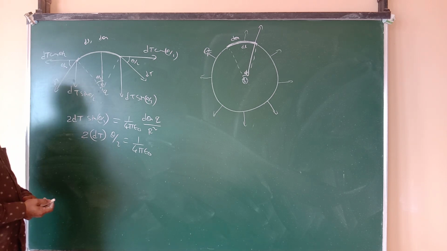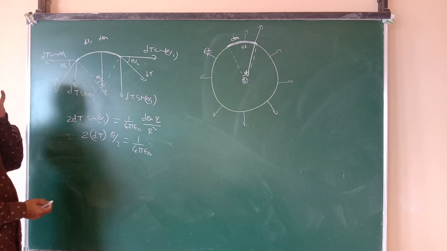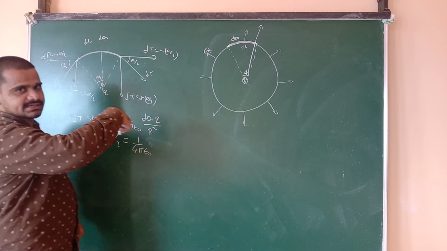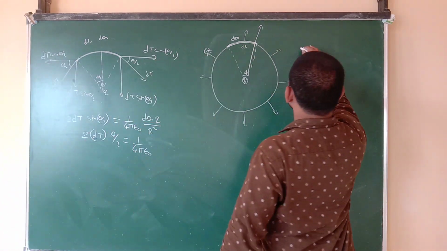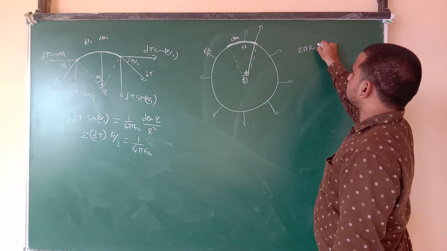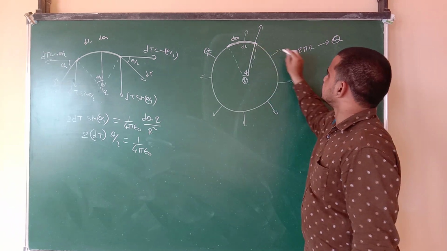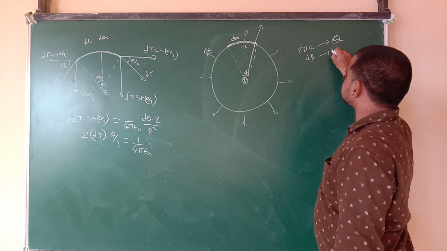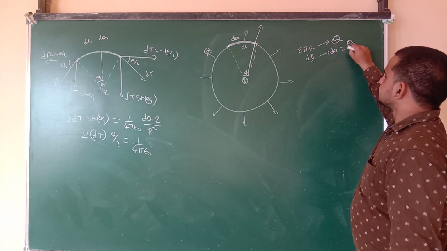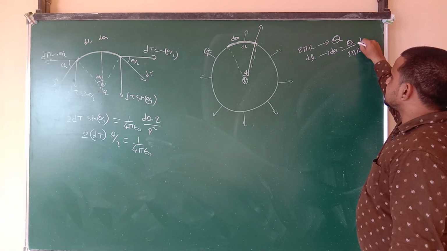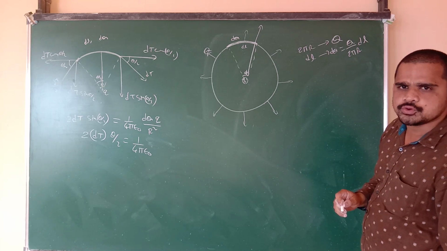I can write dq as, for total charge here, total length how much? 2 pi r. For 2 pi r length, what is the charge? Q. For this length, which is dl, what is the charge? dq. dq can be written as q by 2 pi r into dl. Correct? Q by 2 pi r into dl.